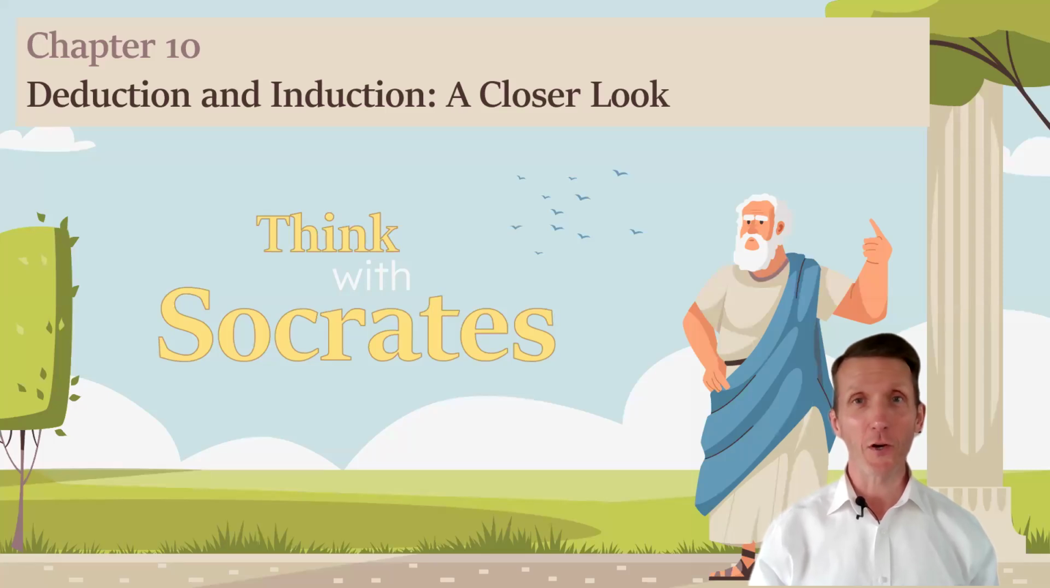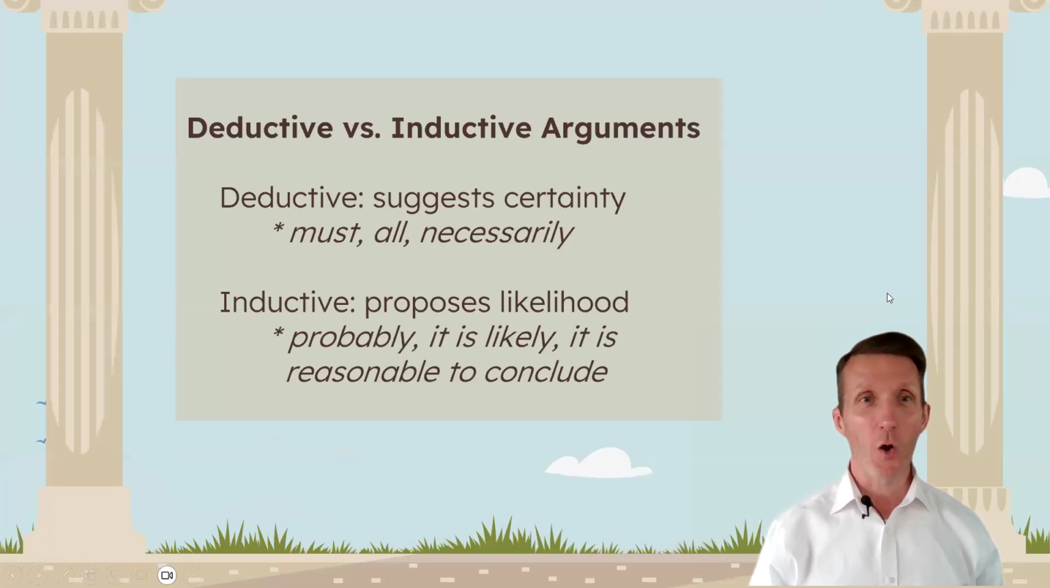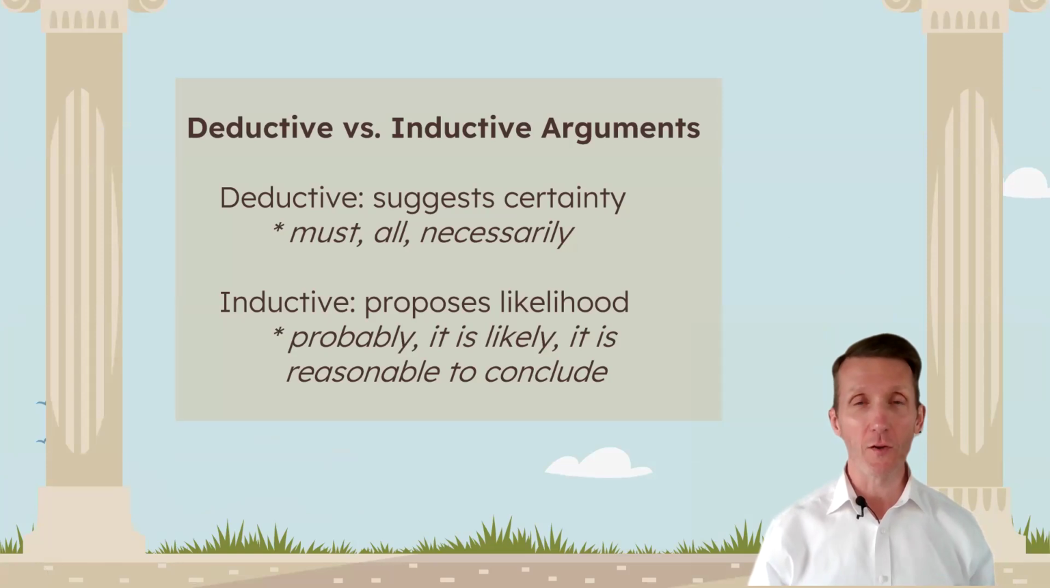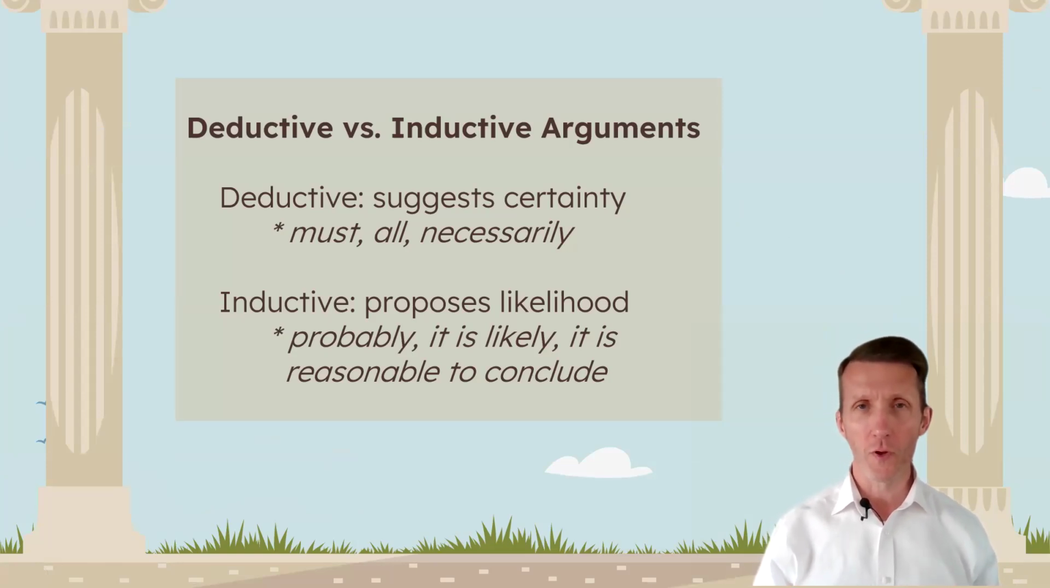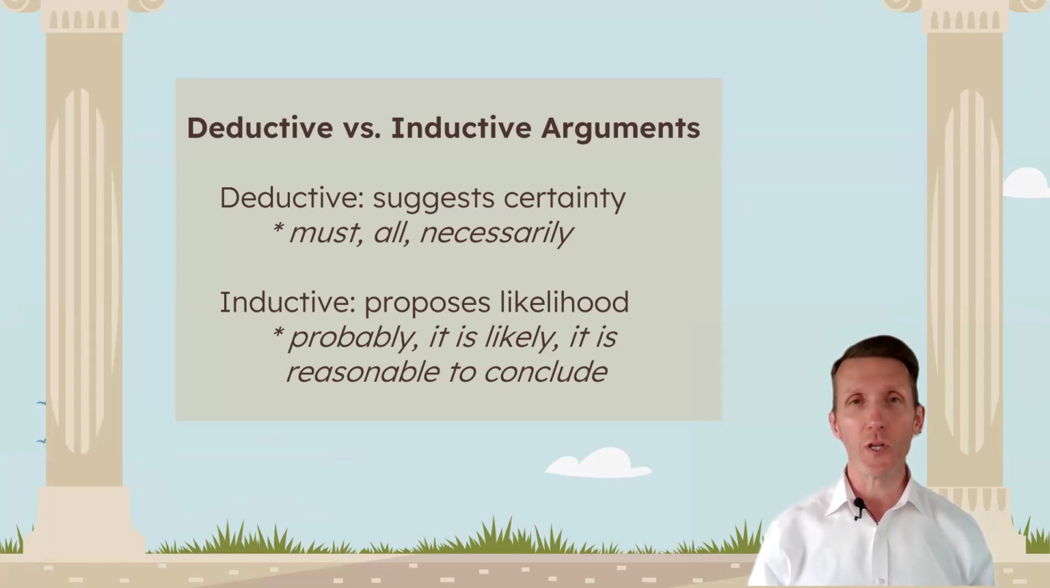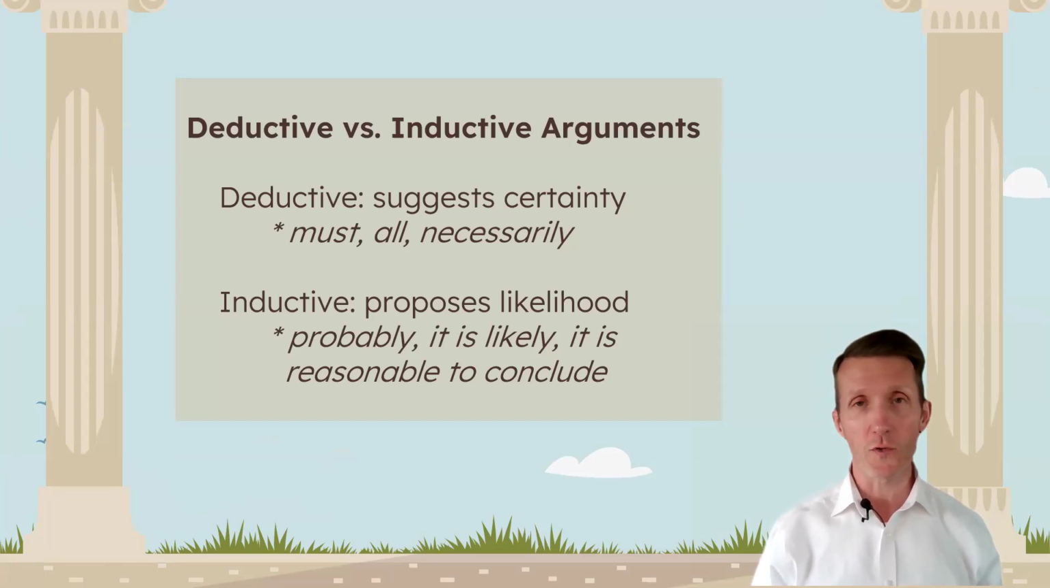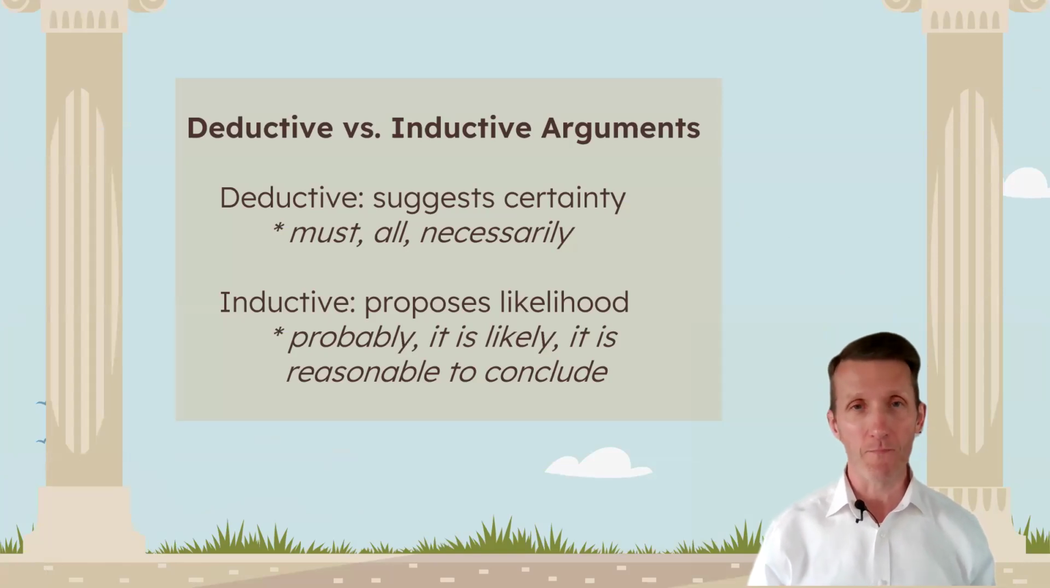Chapter 10, Deduction and Induction, a closer look. Now, when you're attempting to identify an argument as deductive or inductive, just ask yourself, is the author attempting to prove the conclusion is necessarily true, or are they simply giving you good reason to think that it's likely true? If it's a deductive argument, then you're going to infer that the author suggests certainty, and they're typically going to use terms such as must, all, and necessary.